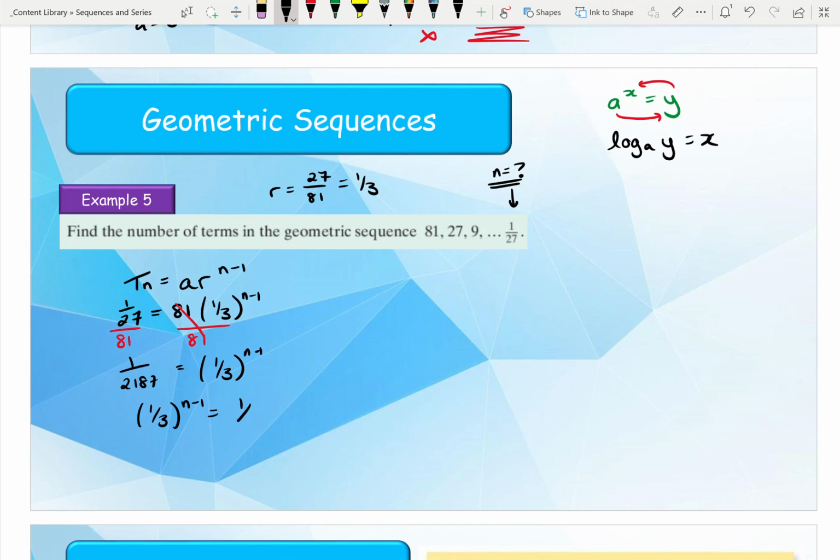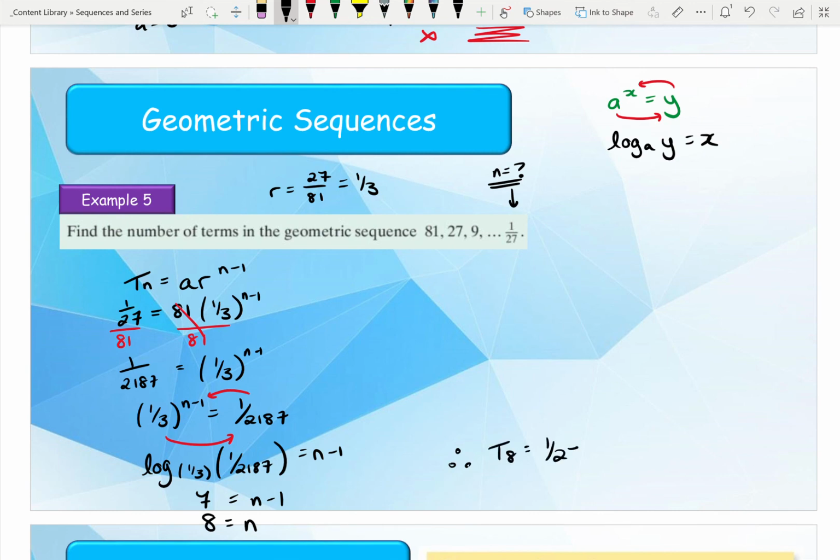So to rearrange my formula here to make it look the same, I'd have 1 over 3 to the power of n minus 1 equals 1 over 2187. I draw my arrows just like I did up here. So now I can say log base 1 over 3 of 1 over 2187 is equal to n minus 1. So again, using the log button, which is just under the on button on your calculator, I have log base 1 over 3 of 1 over 2187, which gives you 7, is equal to n minus 1. Bring over my 1 to get 8. So now I have, therefore, term 8 is equal to 1 over 27.